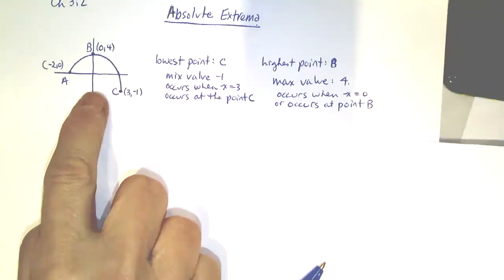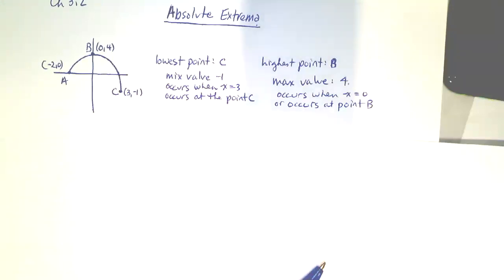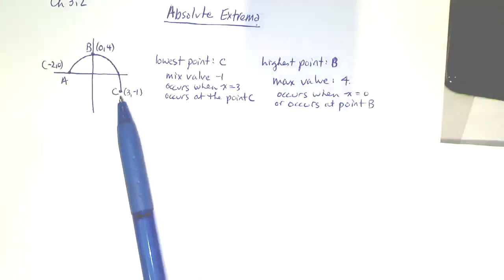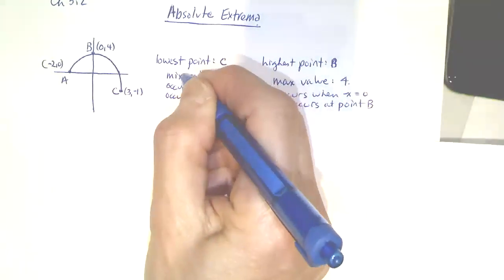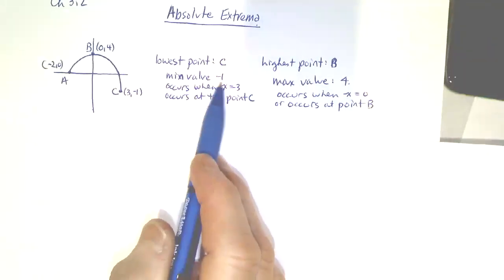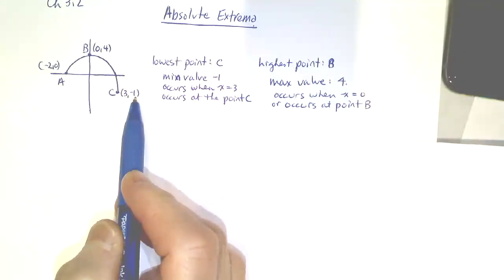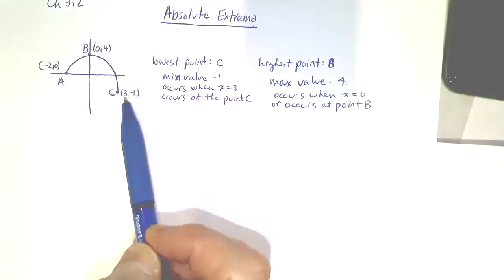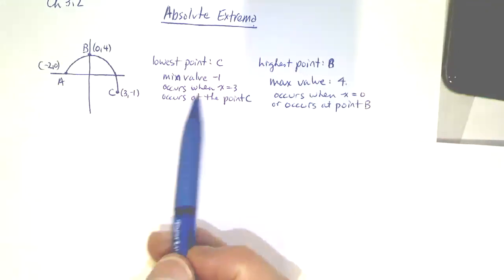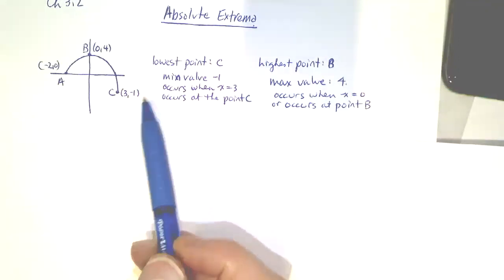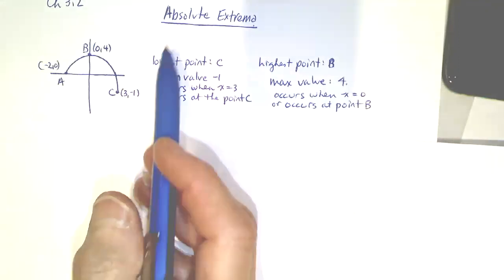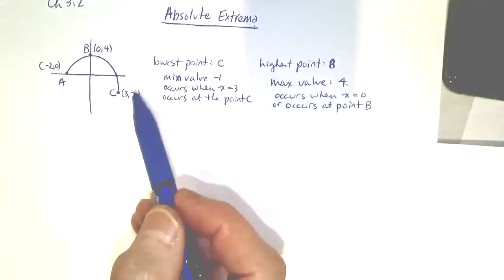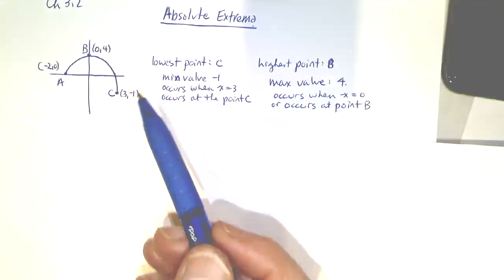If you take a picture of this unusual piece of a function, you can see that you have 3 points that I've labeled. Clearly C is the lowest point. And the way we say it is the minimum value is -1. That occurs when x is 3, or another way of saying it would be that minimum value of -1 occurs at the point C. And so when we're talking about absolute minimum, that's what we're talking about, the number -1.